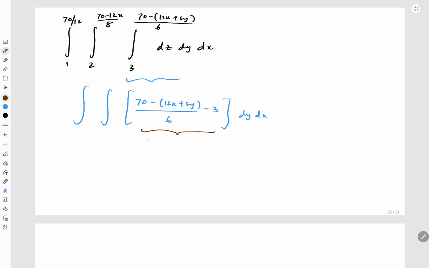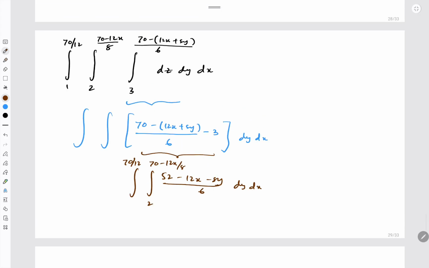So I can take 1 by 6. Okay, 70 minus 18, that is 52. So (52 minus 12x minus 8y) upon 6 dy dx. Y is from 2 to (70 minus 12x) upon 8. I can take the 1 by 6 outside because that is no longer needed. So 1 by 6 times integral 1 to 70 over 12. I can solve the inner thing. So 52y minus 12xy minus 8y square over 2, that is 4y square, dx, and limit of y is from 2 to (70 minus 12x) by 8, right?